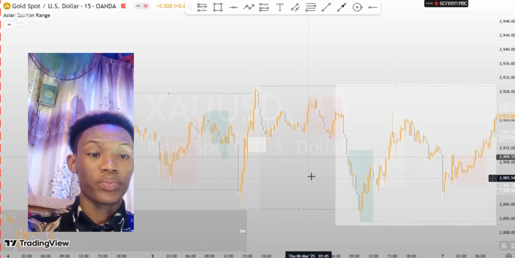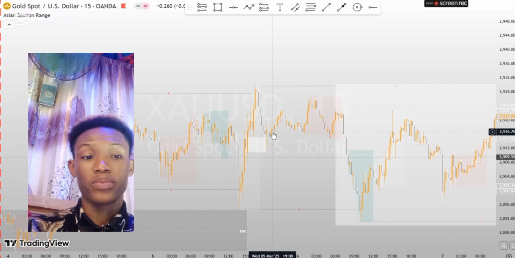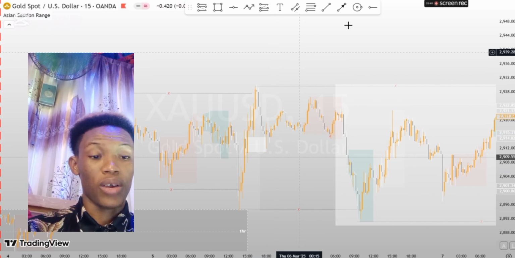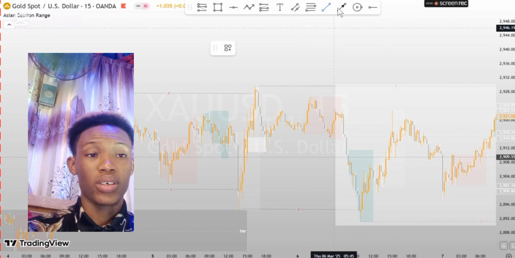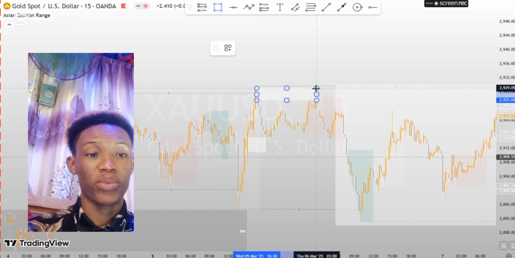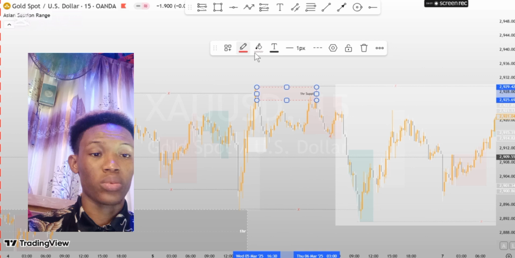Because it was reacting from a demand zone, I was like, okay, good, this is the nearest demand zone price is reacting off from. But I didn't take the opportunity. I didn't do anything at this point because I was still more like asleep. When I woke up, I saw that price was reacting off from this zone as well, which was more like a supply zone. So I'll call this the 15-minute supply zone.